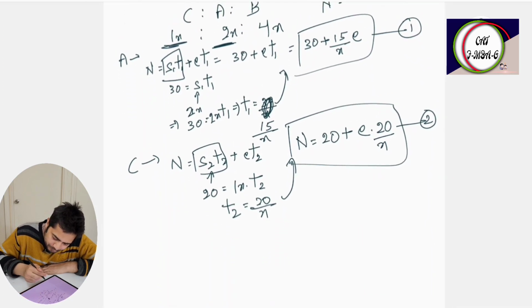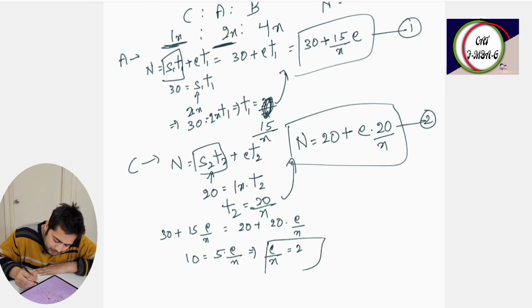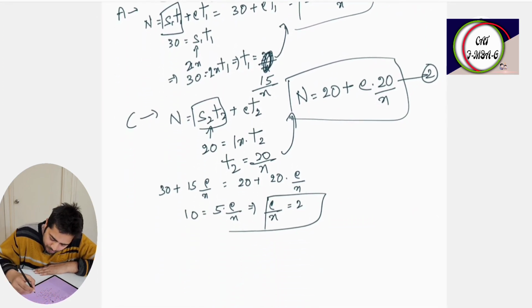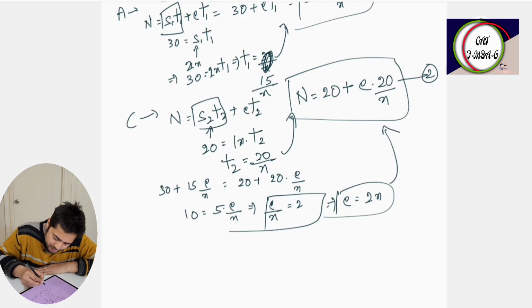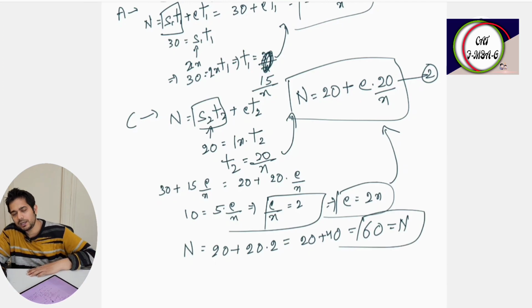Equate 1 and 2. 30 plus 30 E by x is equal to 20 plus 20 E by x. So 10 is equal to 10 E by x, that implies E by x is equal to 1. Now we have to find out how many steps B took to reach the top. That implies E is equal to x, and putting this in equation number 2, N is equal to 20 plus 20 into 1, which is 40. So we have found out N in terms of x.